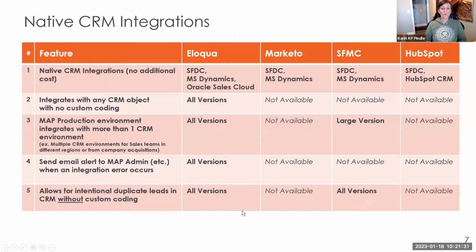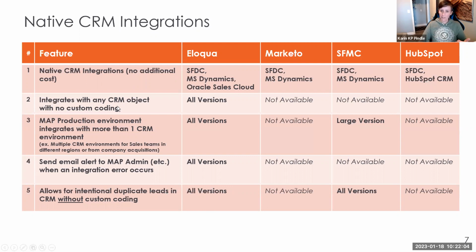All right, so native CRM integrations. This means out of the box, no extra charge. You can set up the integration with these marketing automation platforms and the CRMs listed here in the top row, no extra charge. So you can see Eloqua's got 3: Salesforce CRM, Microsoft Dynamics, and Oracle Sales Cloud. Marketo just has 2, same thing as Salesforce Marketing Cloud, those 2, Salesforce CRM and Microsoft Dynamics CRM. And then HubSpot has Salesforce CRM and their own HubSpot CRM.